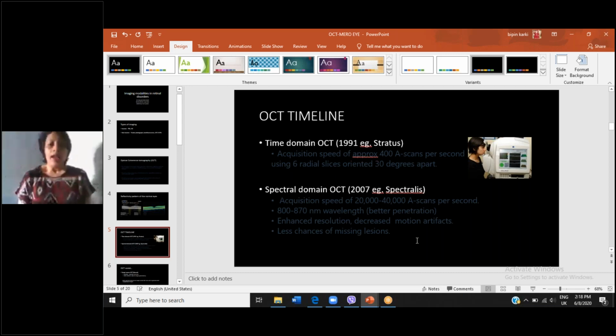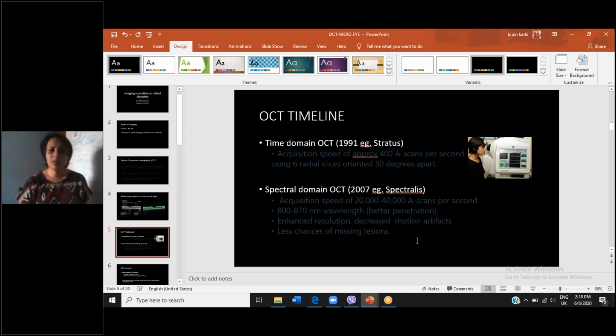The wavelength used in the spectral domain OCT was a bit longer, 800 to 870 nanometers, which provided much better penetration. And so eventually it was able to give us an enhanced resolution scan of the retina. There were decreased motion artifacts, which were present in previous primitive OCT scans, and there were fewer chances of missing lesions because there were so many more slices than in the previous scans.